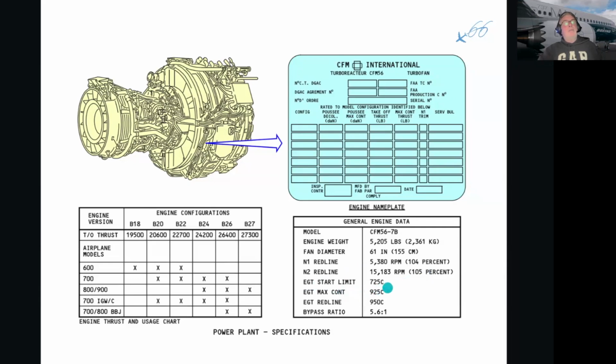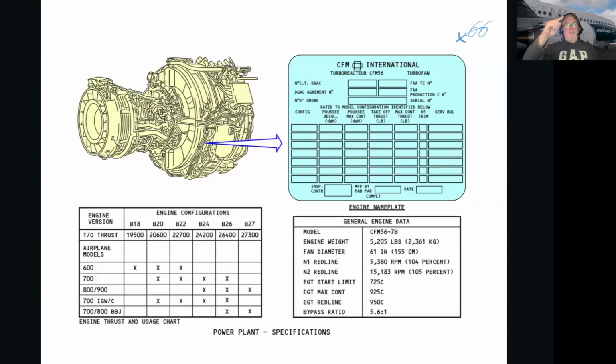The engine start limit has to be adhered to when you're starting the engine. And the EGT, you can see different variants here because the EGT limit moves on the needle. When you're starting, it will be set to 725 degrees. That's where your red line will be. So you start the engine, making sure you don't go over the red line. Once the engine's stabilized, the EGT limit will move to the next one, max continuous, etc.